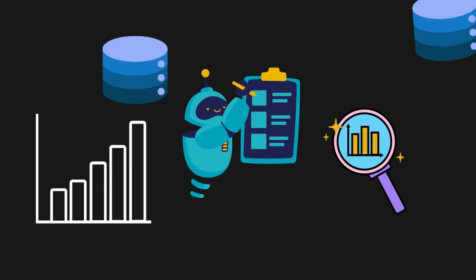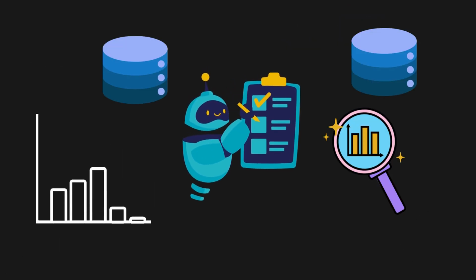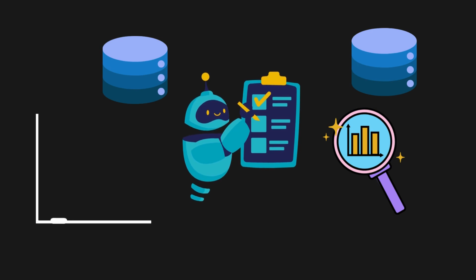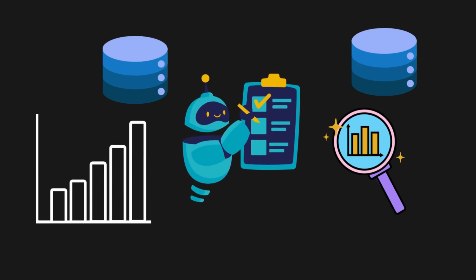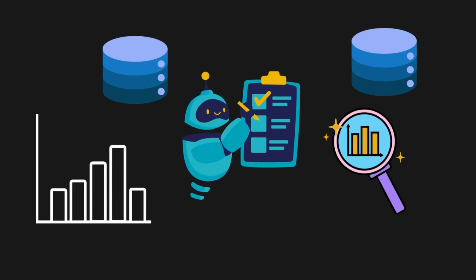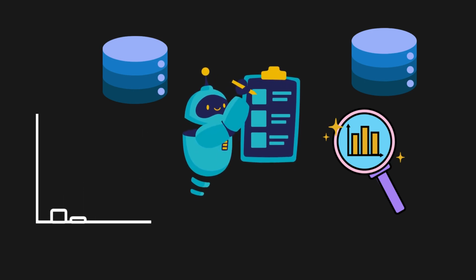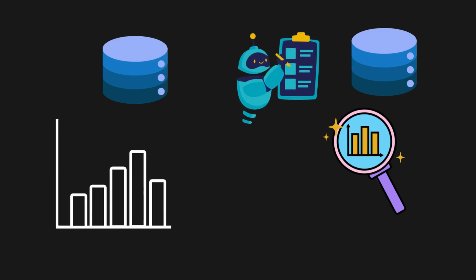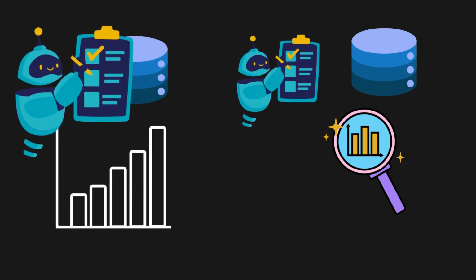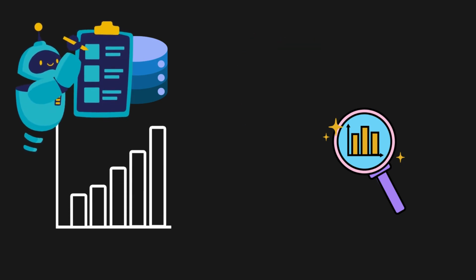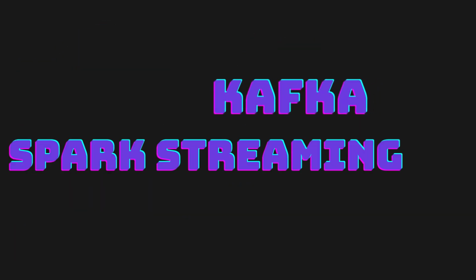Next we have Spark Streaming. Imagine it's a super smart robot that can sort and analyze data in tiny batches super quickly. It's like having a mini brain that processes each piece of data as it arrives, making sure that we don't miss a beat. Kafka and Spark Streaming, a dynamic duo.